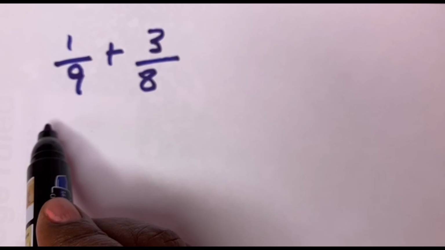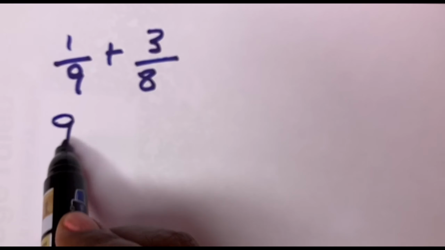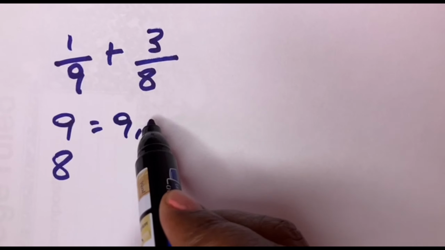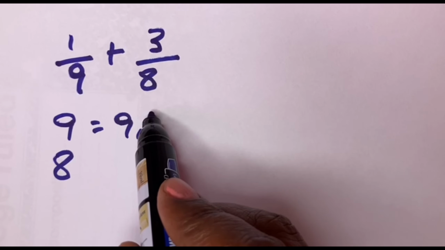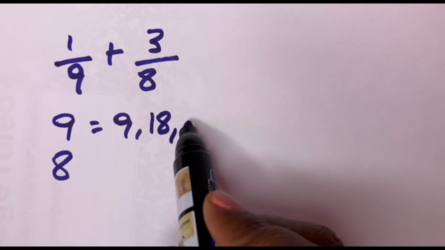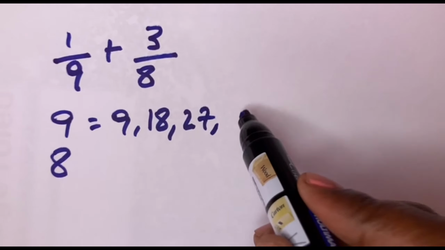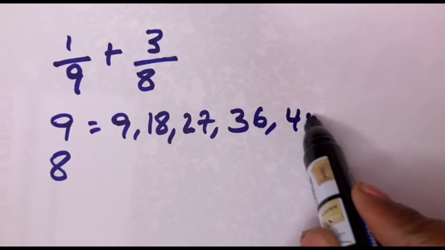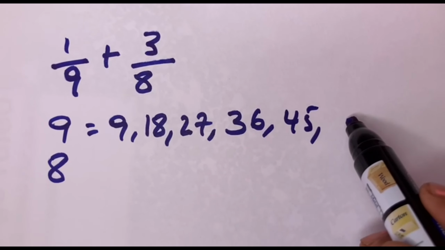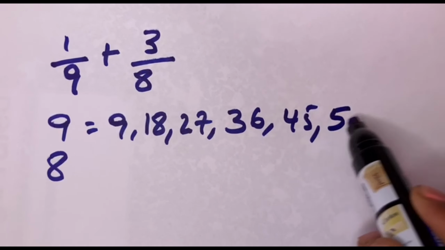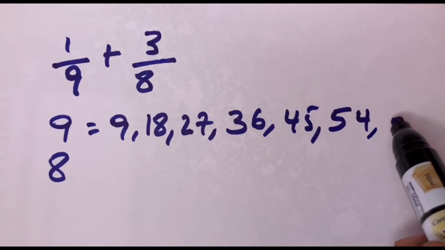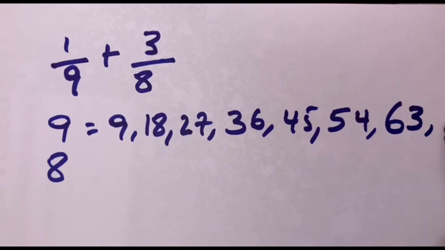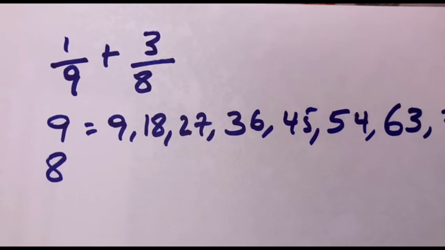So let's see if they have any LCM. 9 and 8. 9 times 1 is 9, 9 times 2 is 18, times 3 is 27, times 4 is 36, times 5 is 45, times 6 is 54, and times 7 is 63, and times 8 is 72.